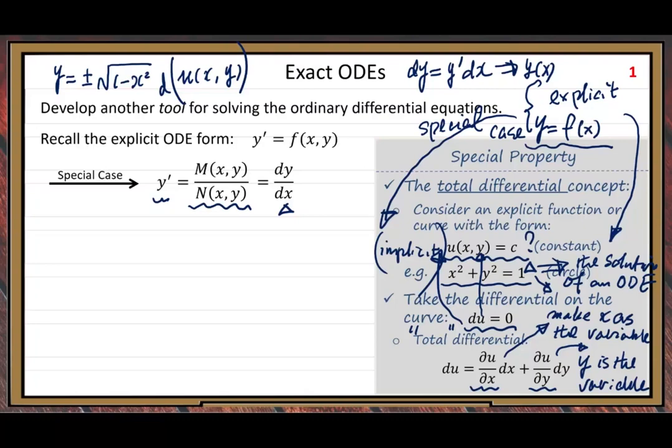If u is a two-variable function of x and y, then when you take the differential d on the u function, you can use this partial derivative representation: partial u over partial x times dx plus partial u over partial y times dy. Okay? So you may ask me why, right?